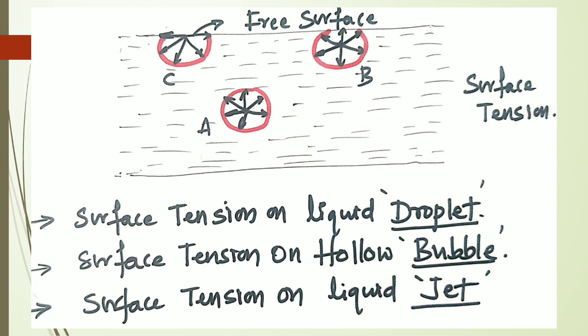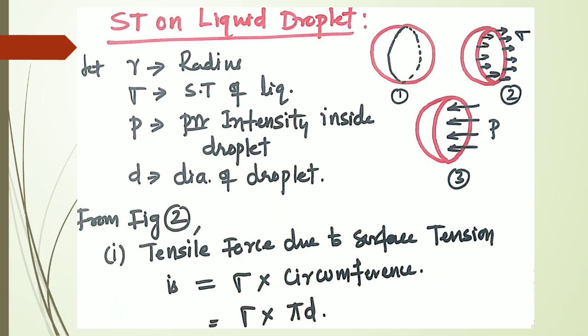We are going to deal with three cases here: surface tension on a liquid droplet, surface tension on a hollow bubble, and surface tension on a liquid jet. So we are going to learn these three cases, and then we shall understand how the analysis on the droplet, bubble, and jet goes, by proving some relations here. So, surface tension on a liquid droplet.